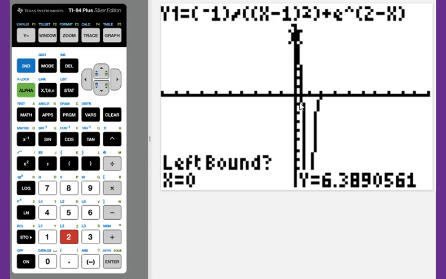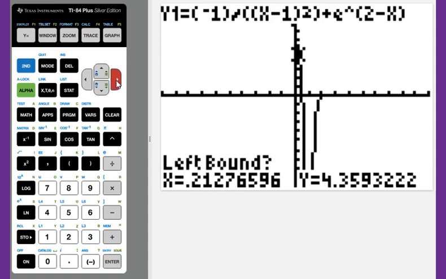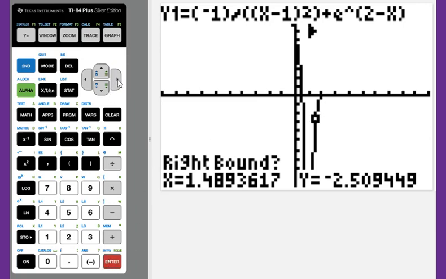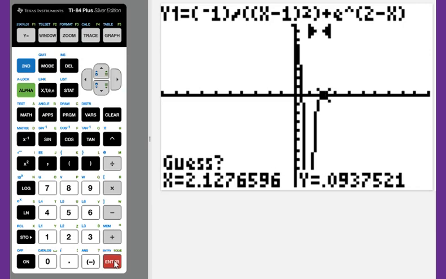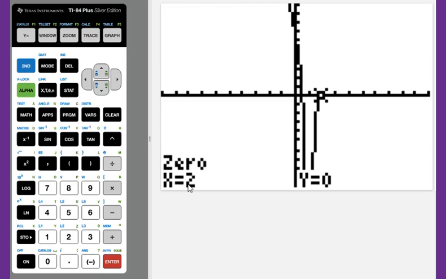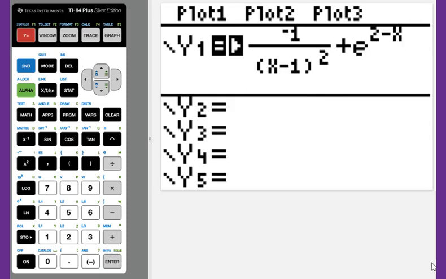Since we are given x between 1 and 4, we will move this arrow to the left side of this x-intercept. We press enter. Then move to the right side of this x-intercept, enter, then enter. They give you x equals 2.